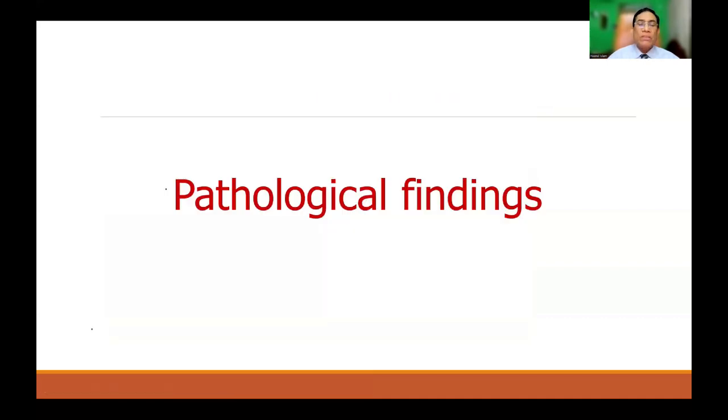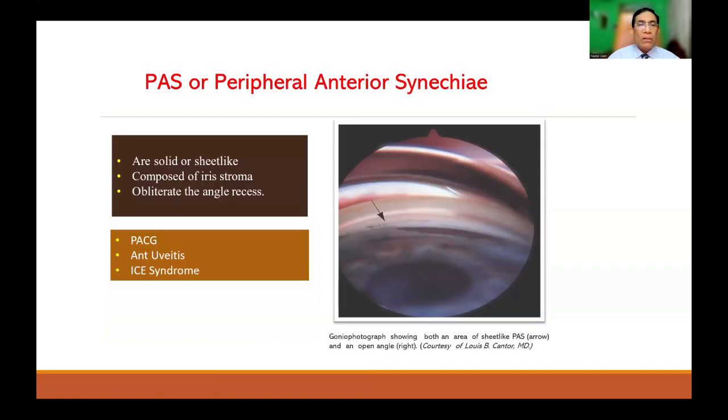After you understand the normal physiological findings, we have to look for the pathological findings in the examination, condition 1 and condition 2. Already I mentioned the peripheral anterior synechiae. It's actually a solid sheet; like this is an open angle, but here is the peripheral anterior synechiae, composed of iris stroma, obliterating the angle recess. It is more common in primary angle closure glaucoma, iridocorneal endothelial syndrome, etc.